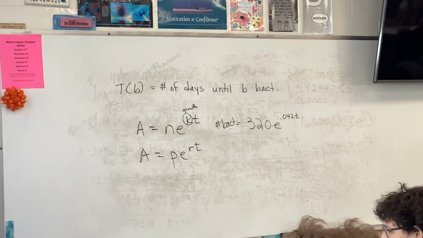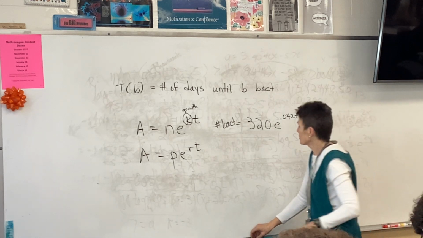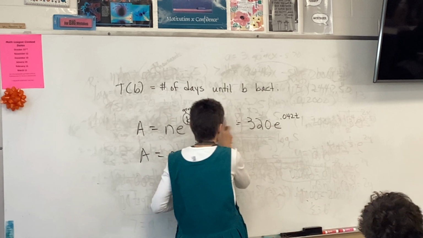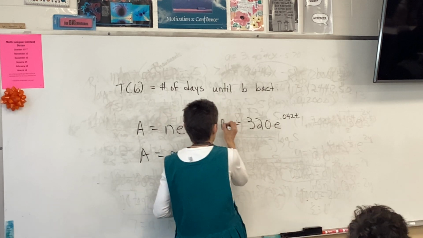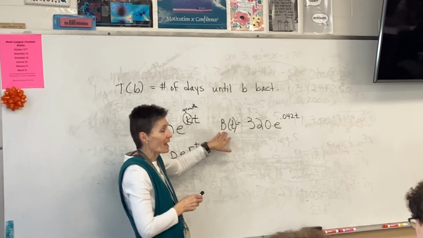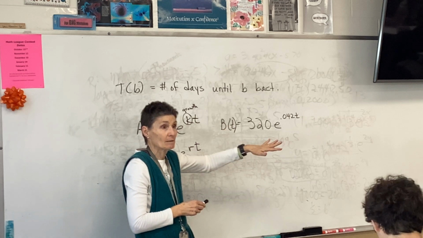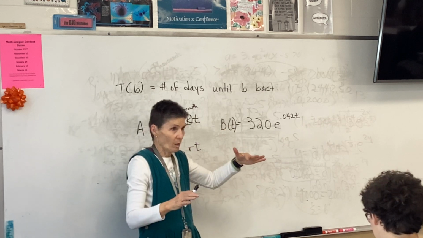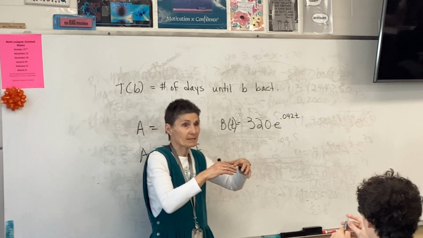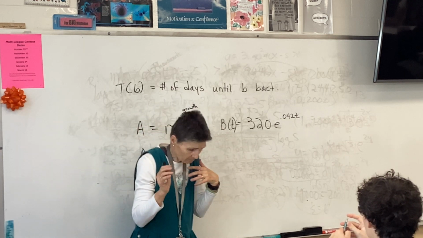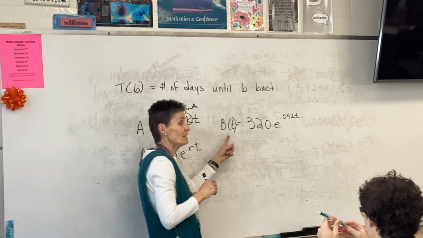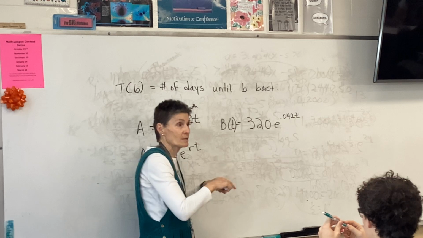This is actually backwards of what we want. When we write this formula, it gives us B of T, the number of bacteria at time T, which isn't what we want. We want to know the time it takes to get 1,500 bacteria. So we're going to find the inverse of this. We're going to switch our ordered pairs, in other words.